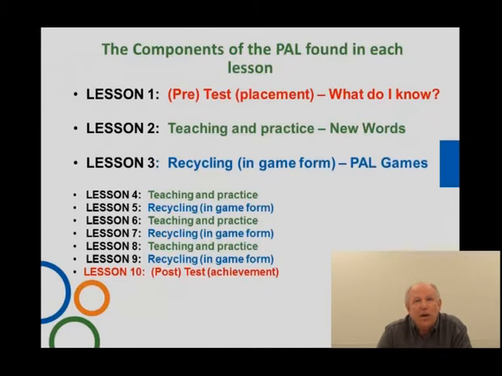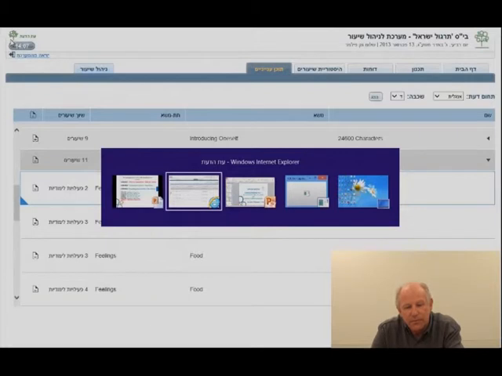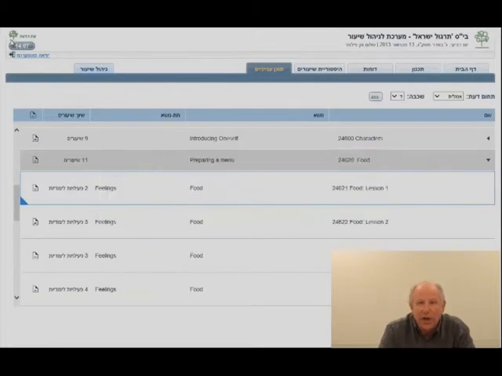the vocabulary. So if you look, lesson 2, teaching and practice new words. Lesson 4, teaching and practice new words. Lesson 6, each time the student will be taught the words that he has failed to learn in the past. So if we jump back now, back to the DTP, and we go to lesson 2.